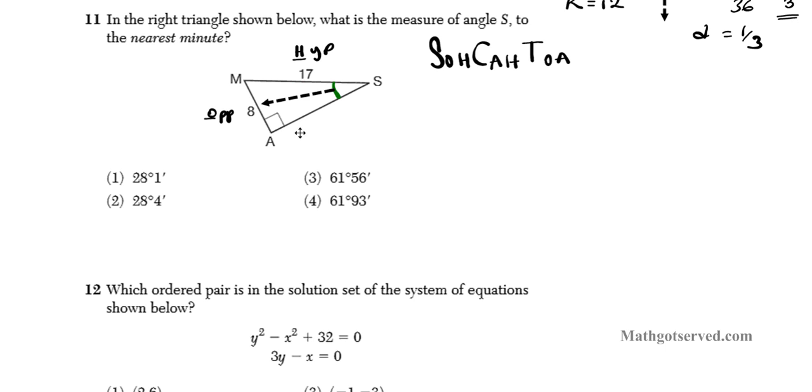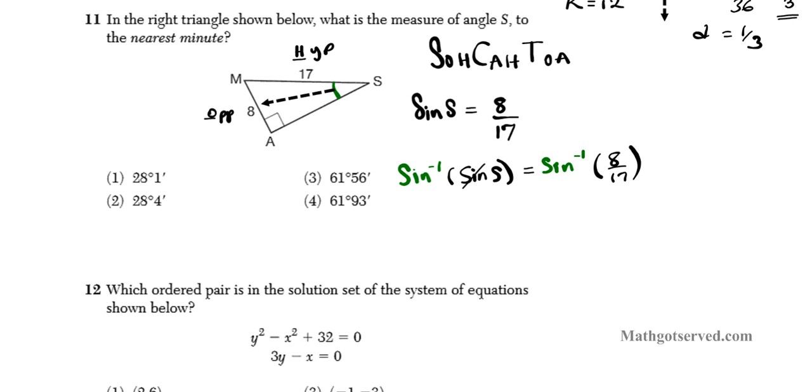All right, so which trig ratio involves O and H in SOHCAHTOA? O and H is sine. So we're going to set up the ratio: sine of angle S is equal to opposite, which is 8, over the hypotenuse, which is 17. That's what SO means. So we want to get S by itself. To do that, we're going to take the inverse sine of both sides. You take the inverse sine of sine S on the left, and on the right side, the inverse sine of 8 over 17.